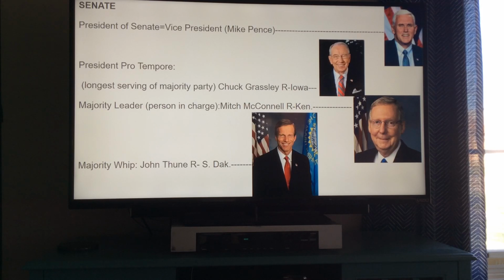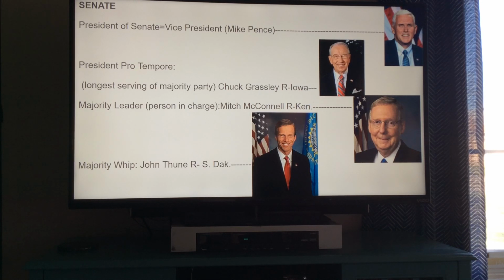By tradition, the President pro tempore of the Senate is the longest-serving member of the majority party. Since Republicans have the majority, who's the longest-serving Republican in the Senate today? Chuck Grassley, a Republican from Iowa. The person, though, who really actually controls the Senate, who has the power to get things done in the Senate, is the majority leader.